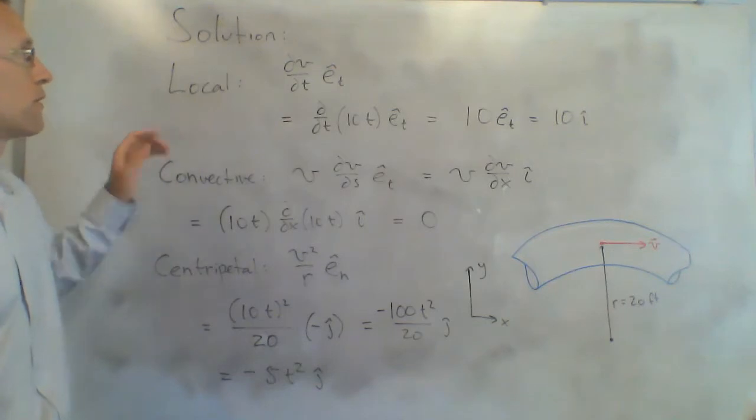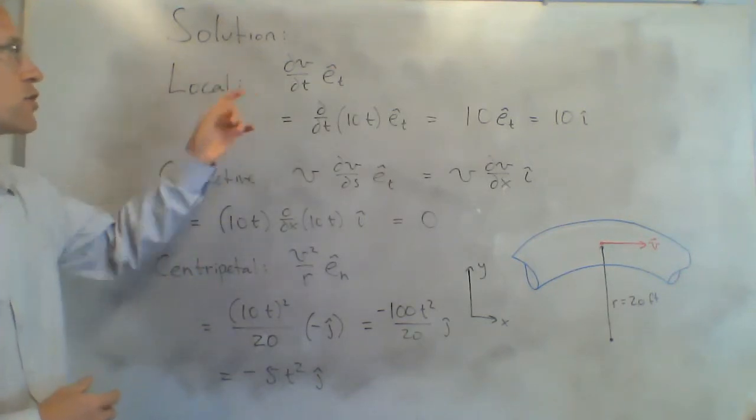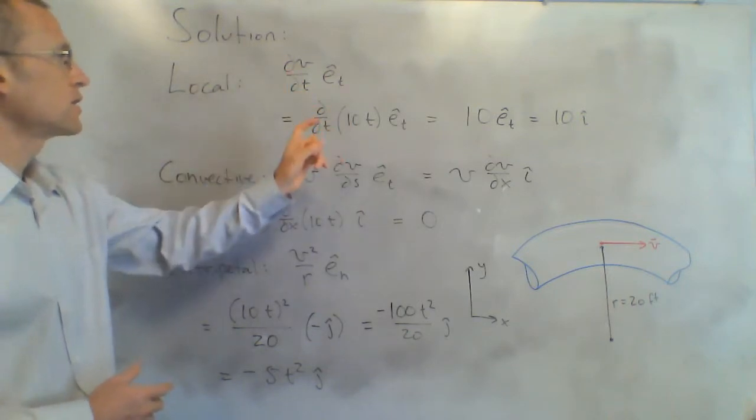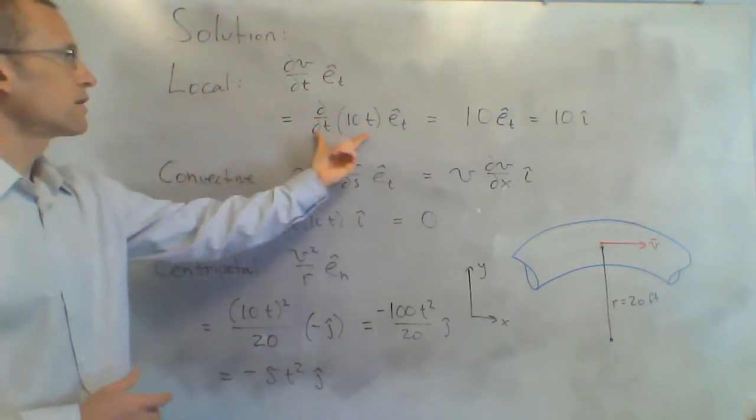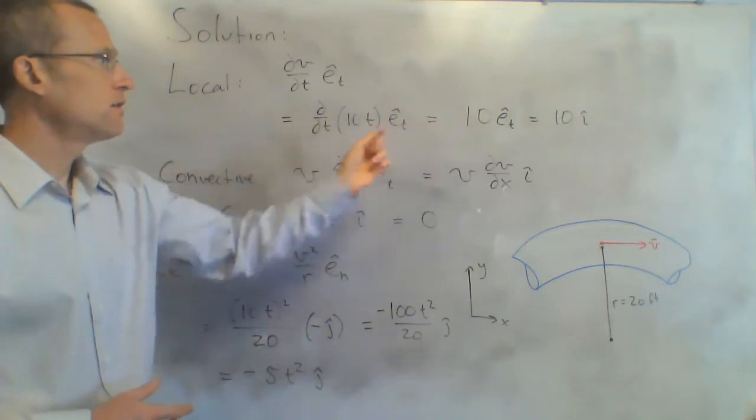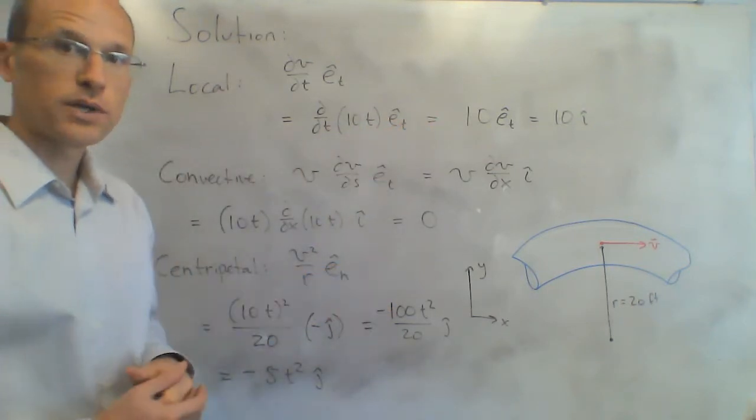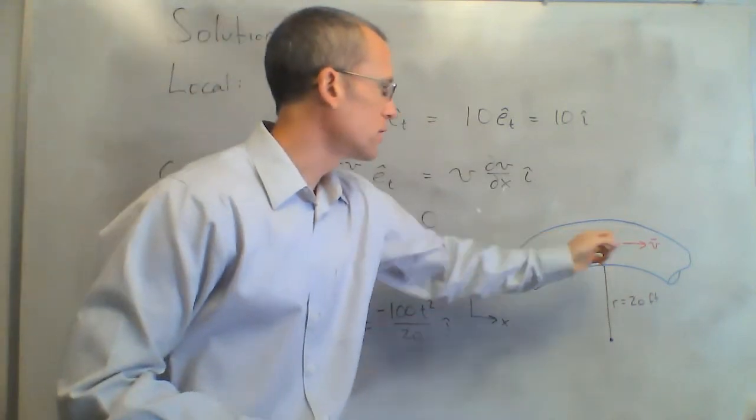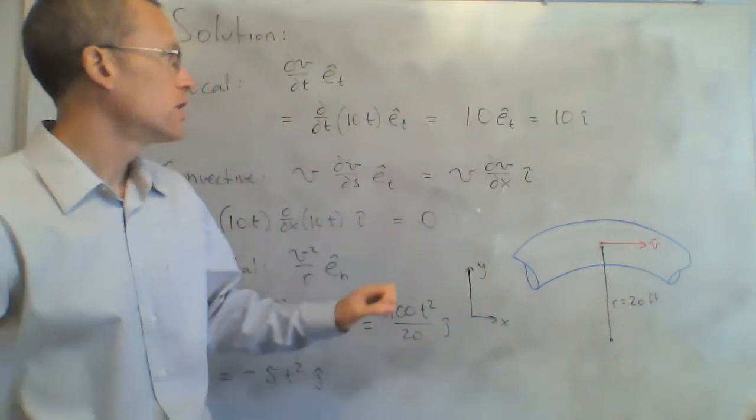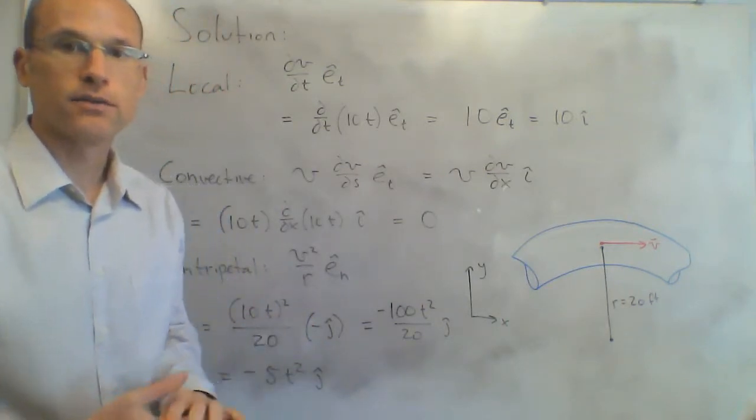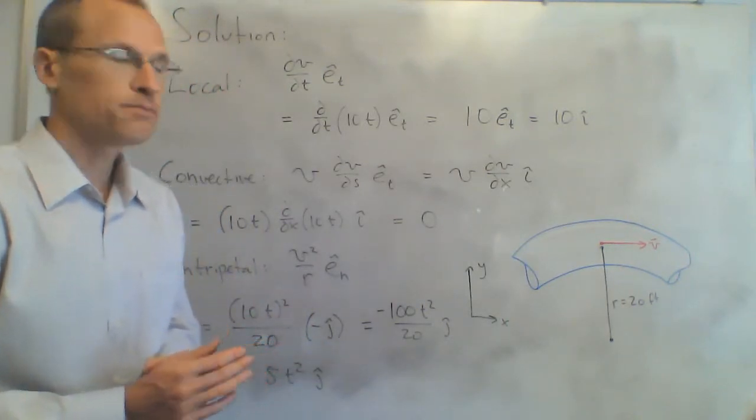So my three components, local, convective, and centripetal. Local part of the acceleration is partial v, partial t. That's in the et direction. So v is 10 times t, so partial v, partial t, take that derivative, gives me just a 10. And then in terms of et, I need to look at my diagram, see which way I'm actually going here. Velocity going to the right, that's in the x direction, so et is i. So in terms of local acceleration, I have 10 in the i direction.